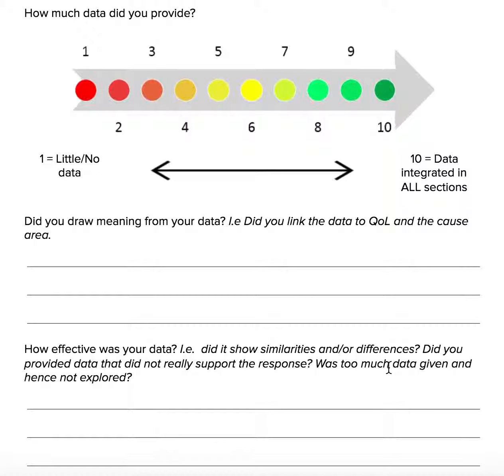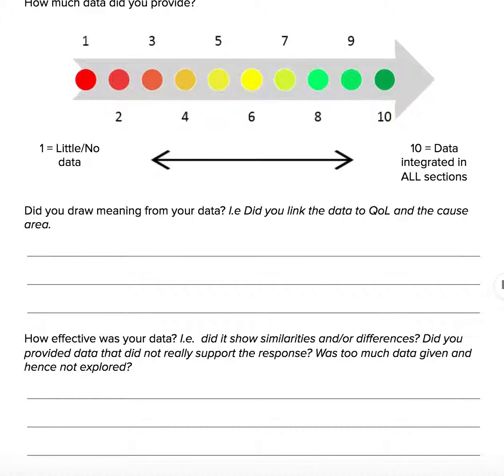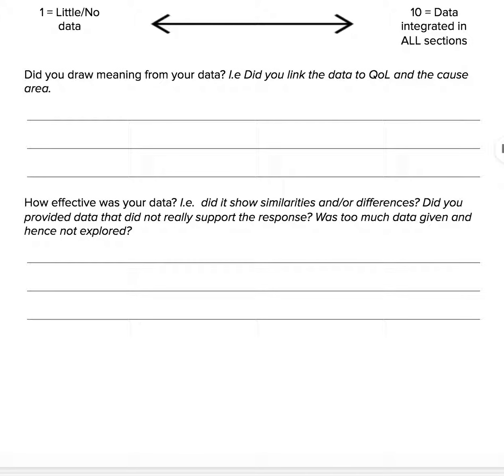After you've thought about how much, think about now, did you draw meaning from it? So did you link the data to quality of life as well as the cause area such as employment? Or did you just give that data and go, oh, yep, done. There you go, I've given you that data. Miss said we needed to include data. Now I've given it, and that's it. Also think, though, about how effective was your data. Did it actually link with the content?